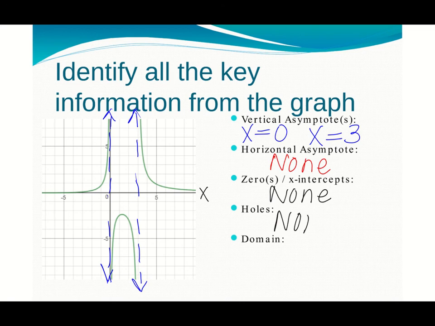But since we have vertical asymptotes, we do have a domain that is restricted. So our domain is going to be all real numbers, except x cannot be 0 and x cannot be 3. Because we have 2 vertical asymptotes here, so the graph will never cross those spots on the x-axis.